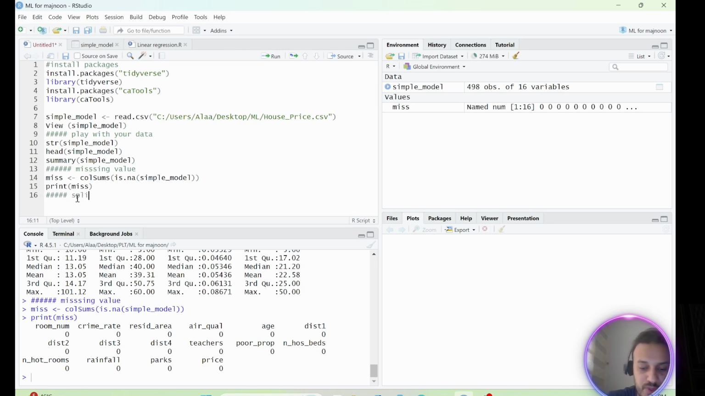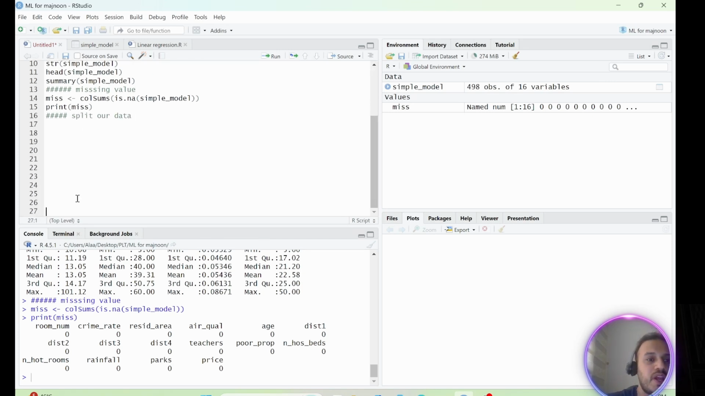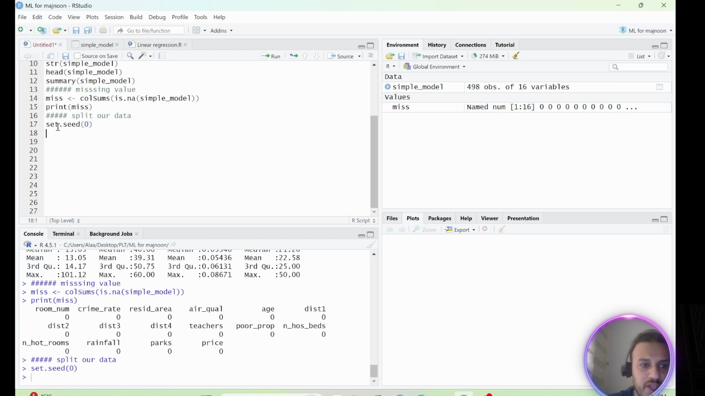Okay, now it's time to split our data. For splitting our data, we have to use set.seed, where you put any value for the seed. And what does that mean? We will split our data into train and test. And why do we do that?